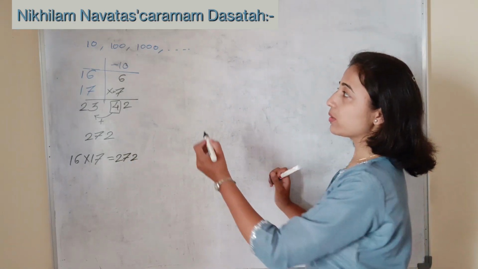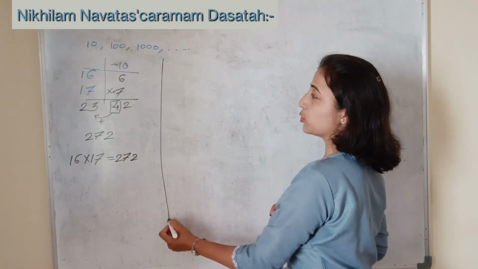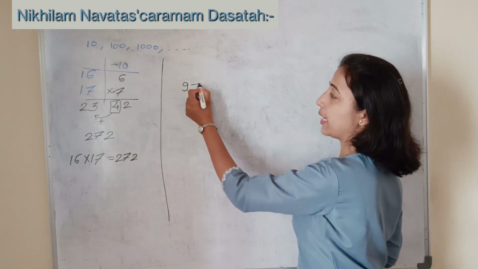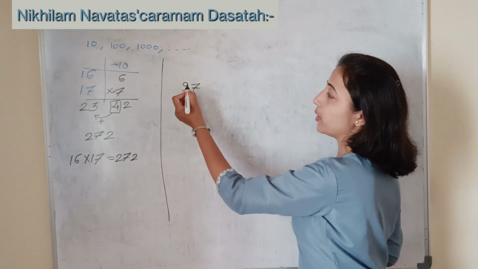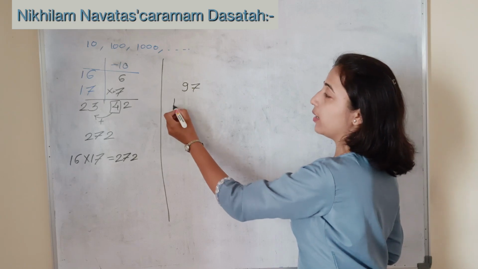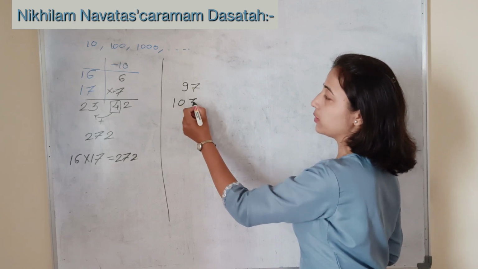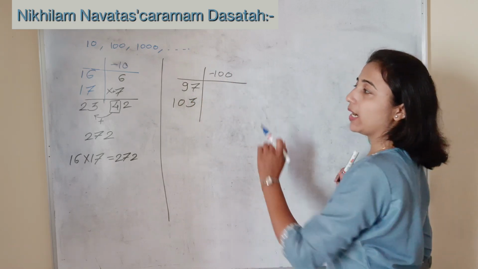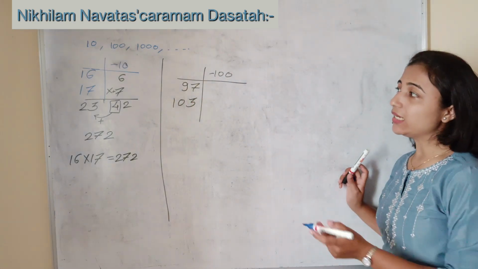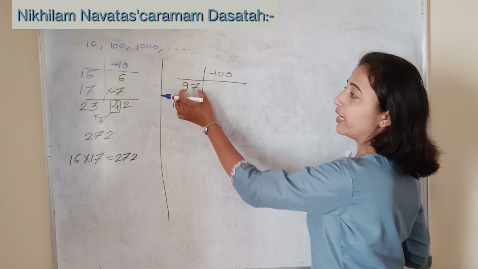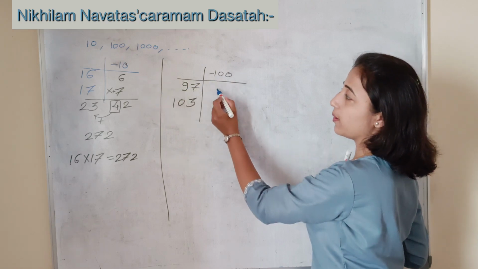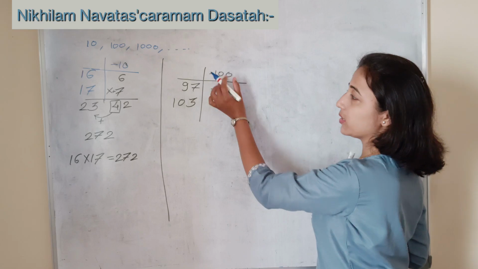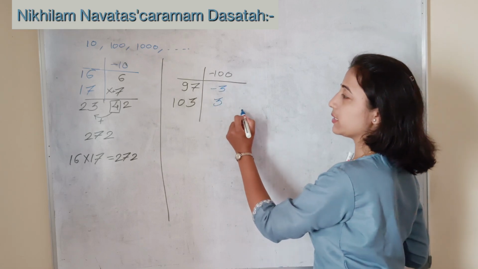Similarly, in the previous class, we have discussed this type of question also. Let's suppose we are given the number 97 and take the product of 97 with, suppose, 103. Both 97 and 103 are nearest to the base 100. Now subtract this 100 from both numbers. So 97 minus 100 gives the answer minus 3, and here 103 minus 100 gives the answer plus 3.